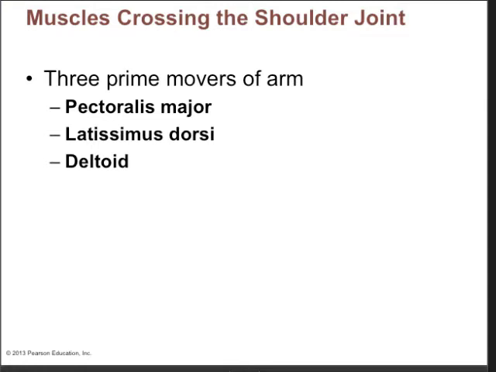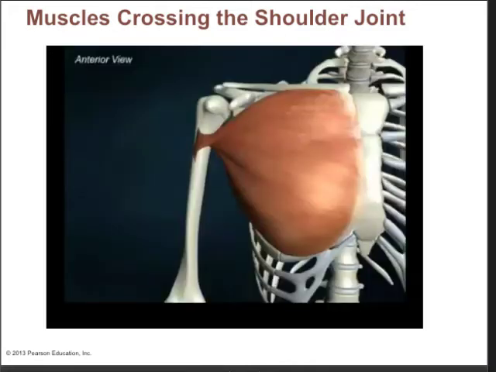They're the pec major, the large muscle right in the front of your chest. It's a superficial muscle. The latissimus dorsi, which is a muscle on the lower part of your back that lies just under the trapezius, and the deltoid muscle, which is the big fleshy muscle in your upper arm that's shaped a little bit like an upside down triangle. So let's take a listen to the muscles that cross the shoulder joint.